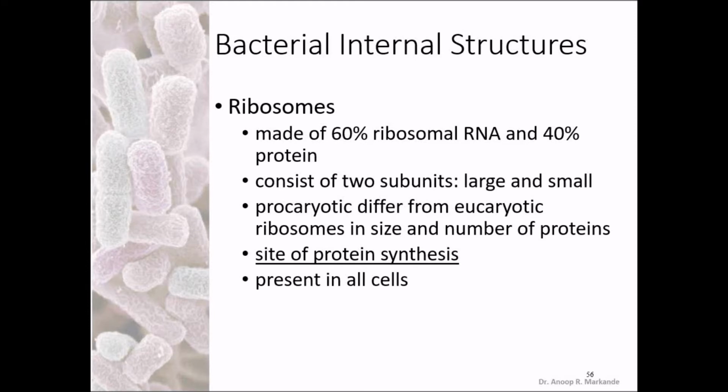One of the major internal organs of the bacterial or prokaryotic cell is the ribosome. They make up 60% ribosomal RNA and 40% protein. They consist of two subunits, large and small, as you know. While these two points are similar to eukaryotes, they differ from eukaryotes in size and number of proteins, and the site of protein synthesis. They are present in all cells.